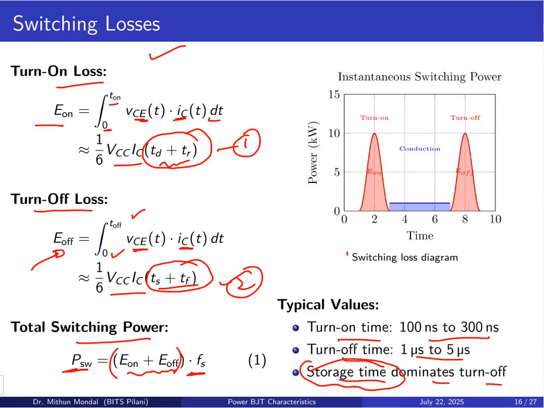If you see the switching loss diagram with respect to time, this is the E on or turn on power loss, and this is the turn off power loss, and then you have the conduction. So you can see here the power, which is in kilowatts, as the total power of switching on and switching off. This is the instantaneous switching power loss.